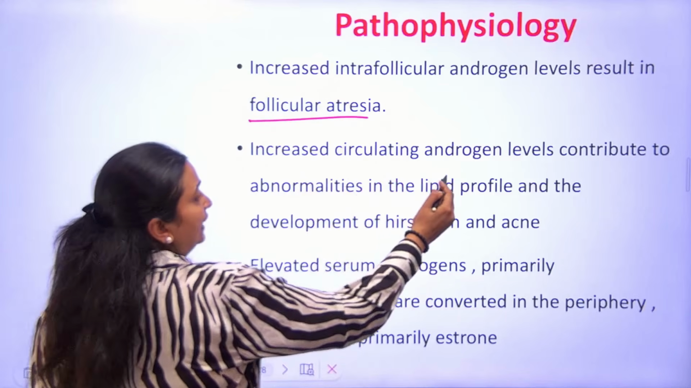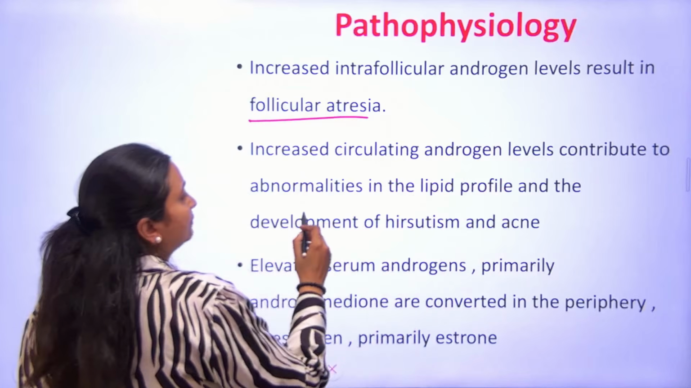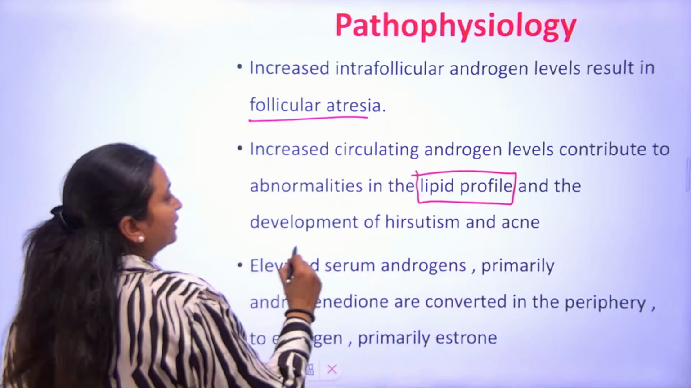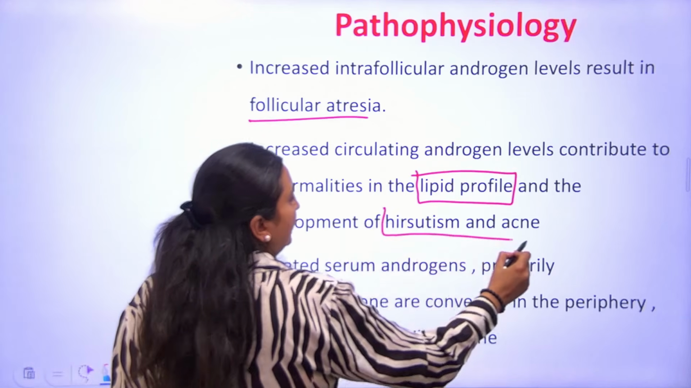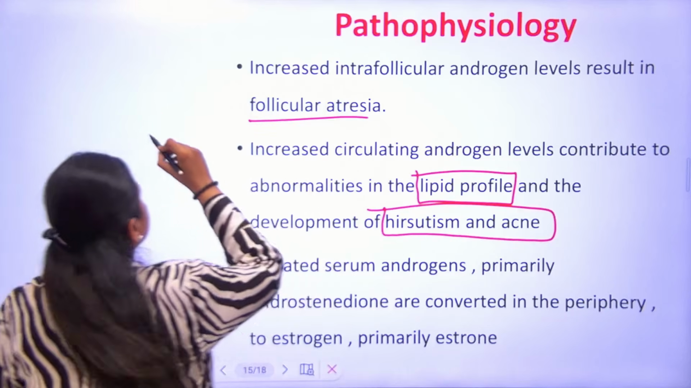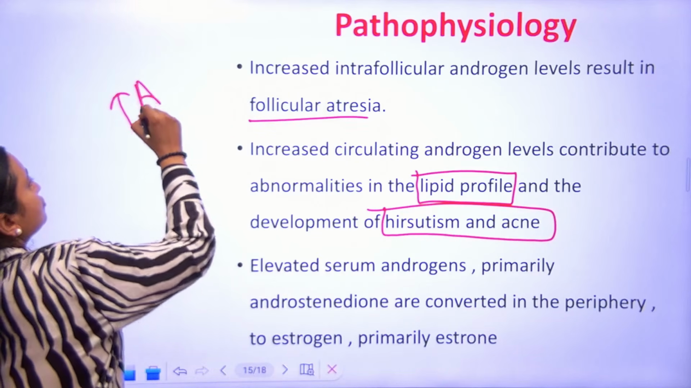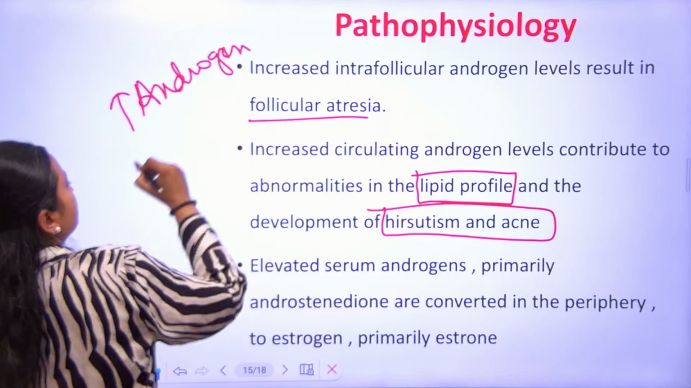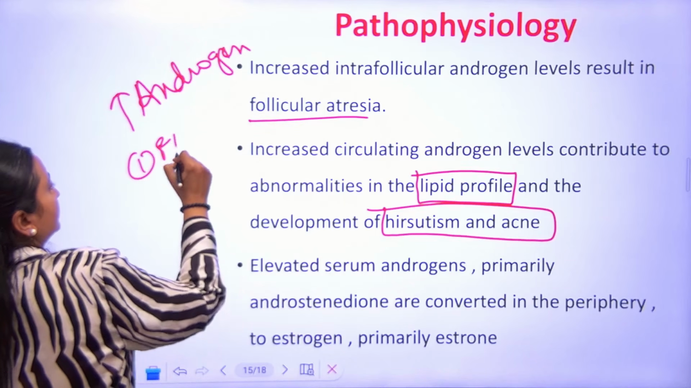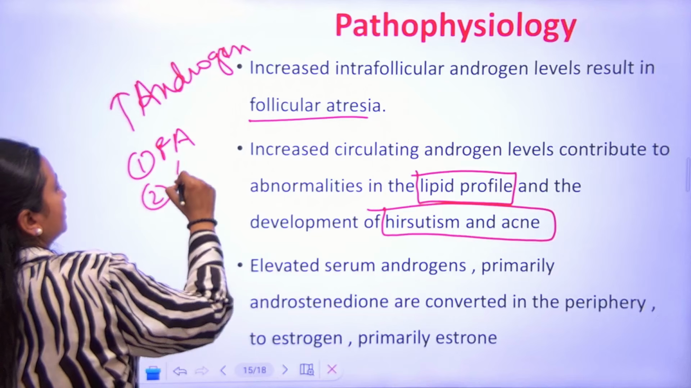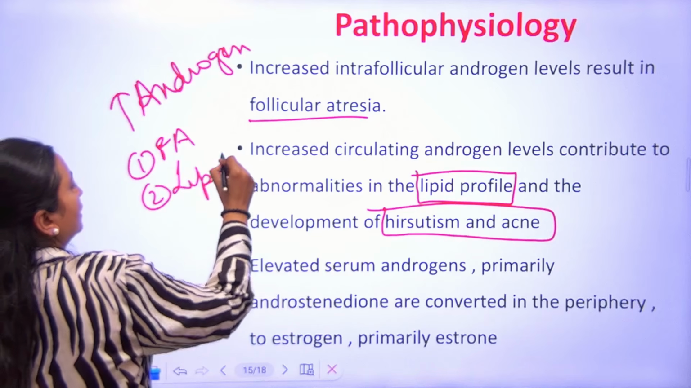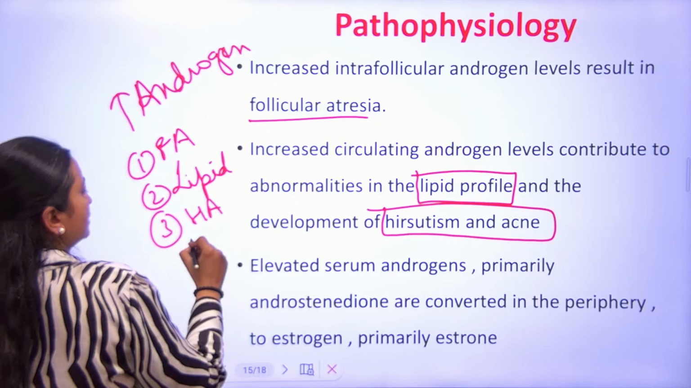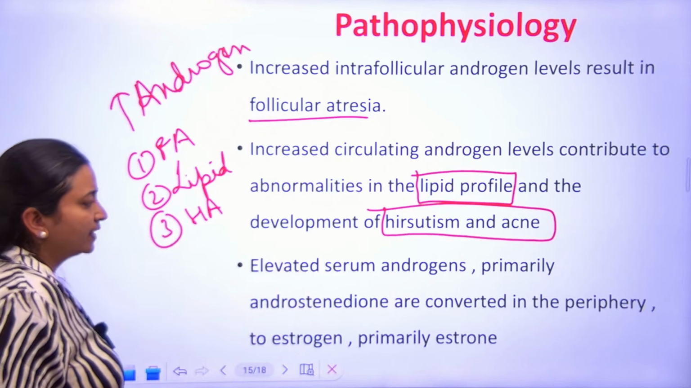Increased circulating androgen levels contribute to abnormalities in the lipid profile of the patient and the development of hirsutism and acne. Increased androgen is causing so many problems. Follicular atresia it causes, right? It causes changes in the lipid profile. Then what else? Hyperandrogenism has caused hirsutism and acne.